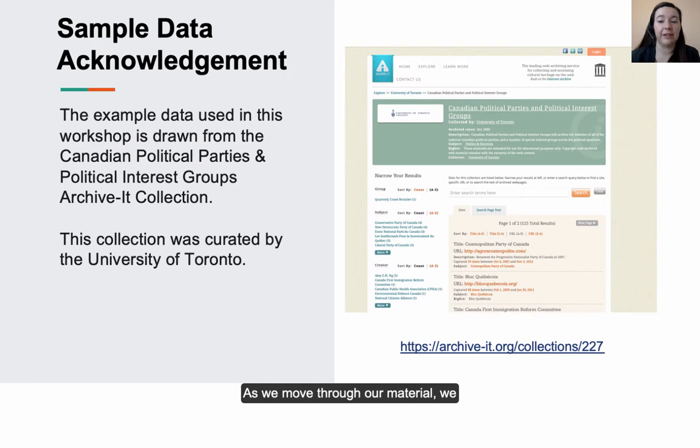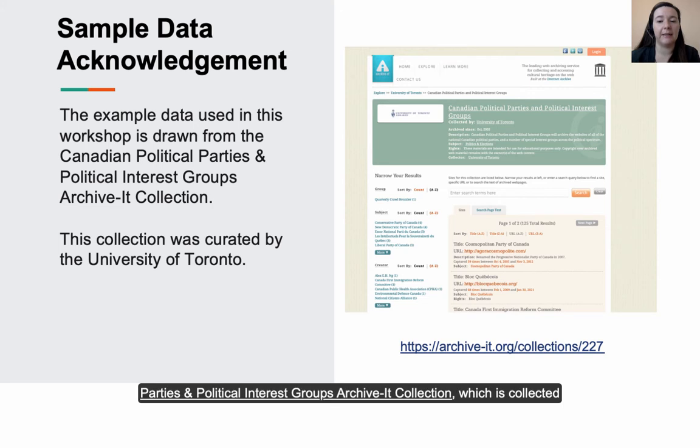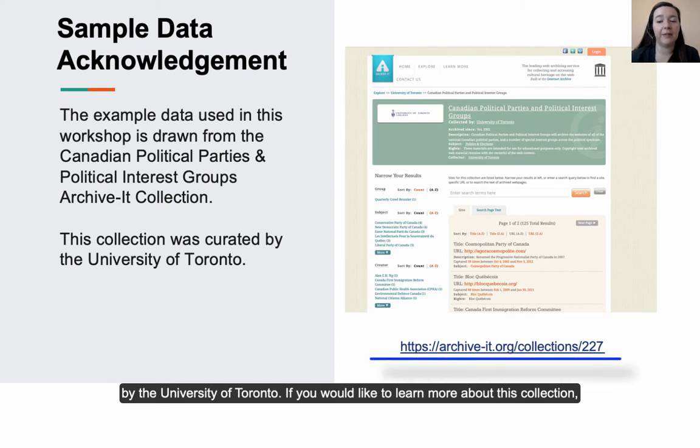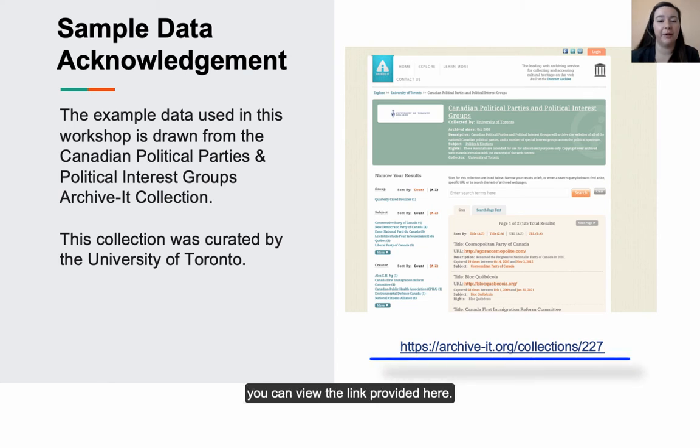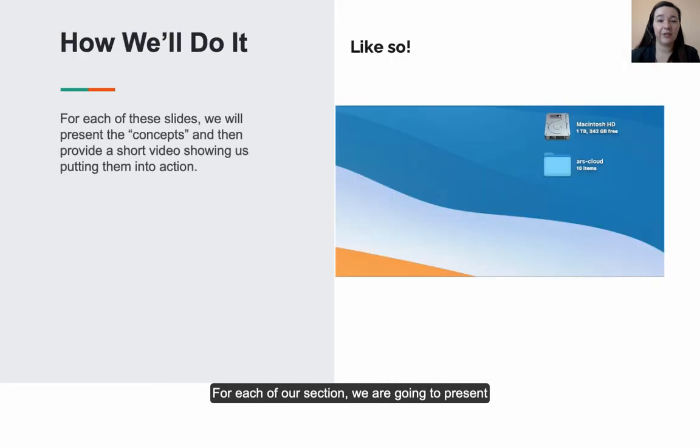As we move through our material, we would just like to make an acknowledgement here that the data we're going to be using in our examples is from the Canadian Political Parties and Political Interest Groups Archive-It Collection, which is collected by the University of Toronto. And if you'd like to learn more about this collection, you can view the link provided here. For each of our sections, we're going to present concepts, and then we're going to play a short video from Ian that helps to illustrate those concepts in action, like so.